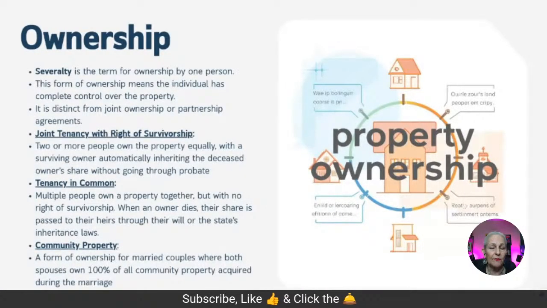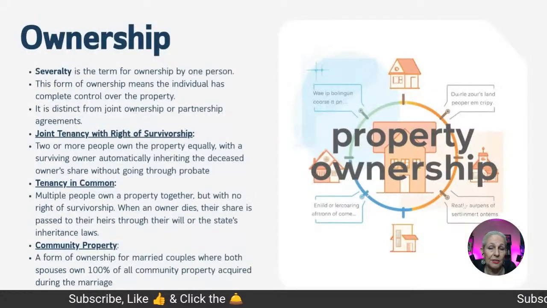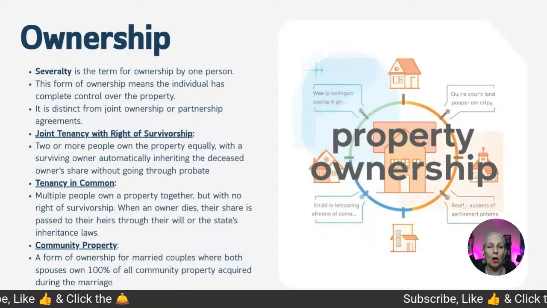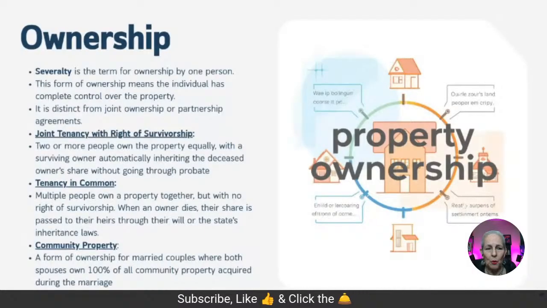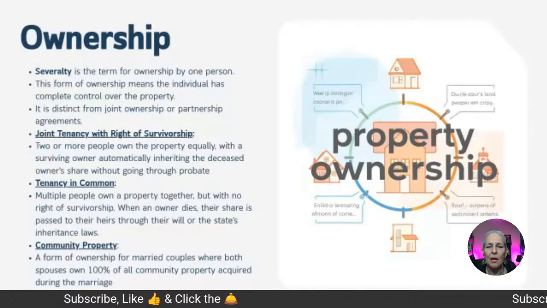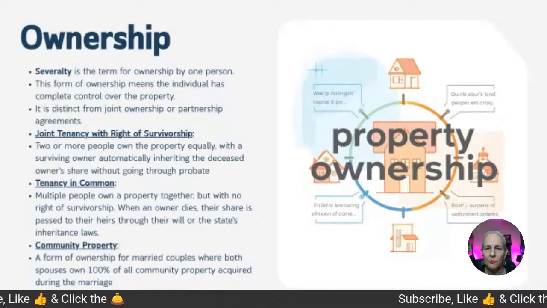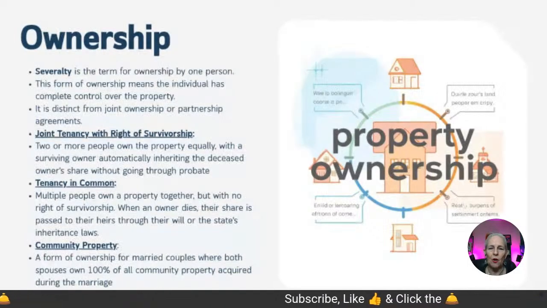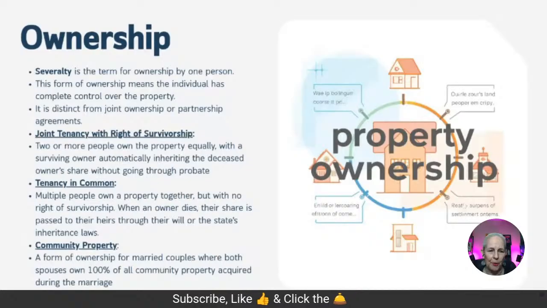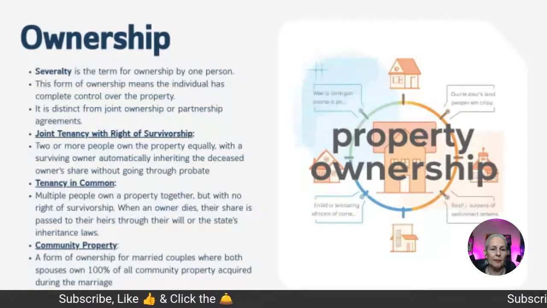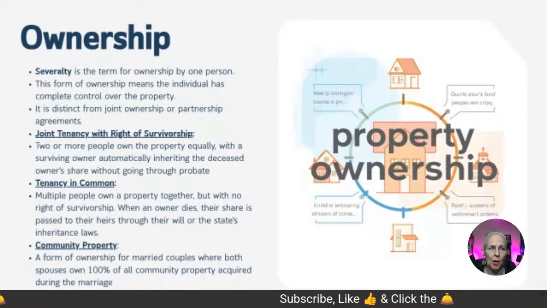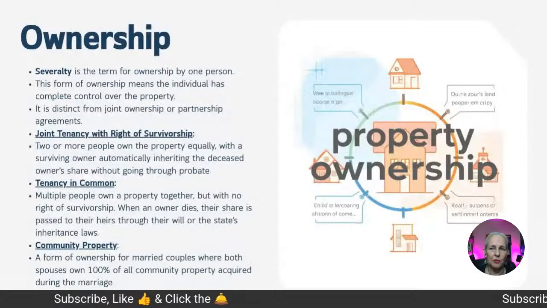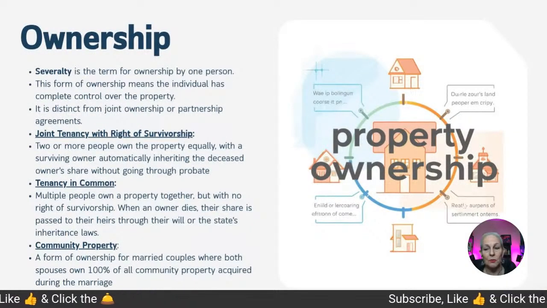Okay, probate. Community property. So in other states, it's tenants by the entirety. That's for married individuals, and that one has survivorship. Here in Texas, it's called community property. So a form of ownership for married couples where both spouses own 100% of community property acquired during the marriage. So they own 100% use of the property.